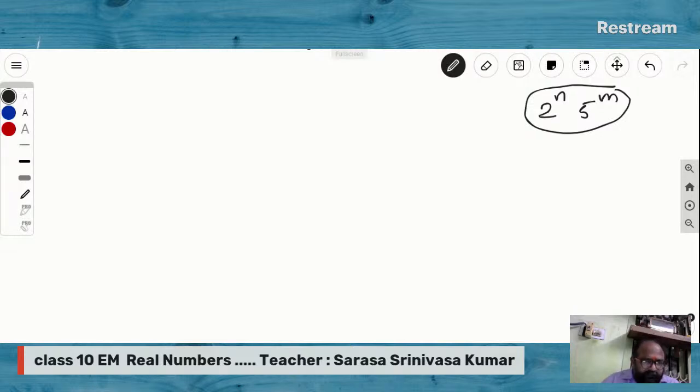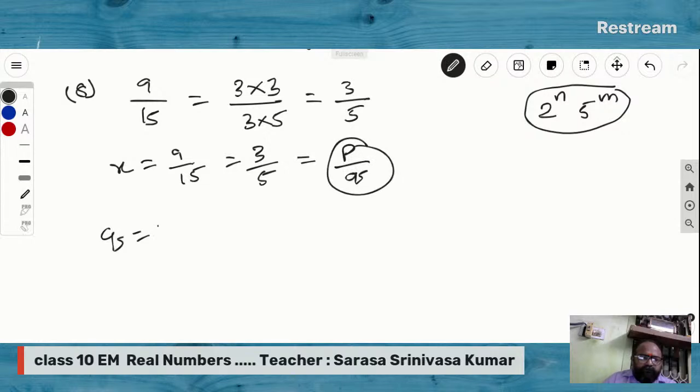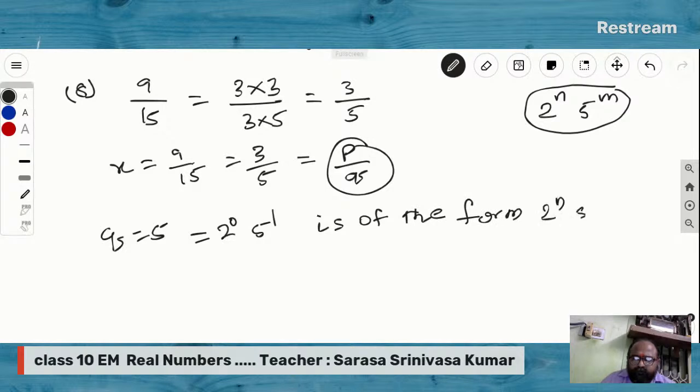Now, eighth problem, 9 by 15. This is equal to 3 multiplied by 3 by 3 by 5. On cancellation, we get 3 by 5. So, x equal to 9 by 15 equal to 3 by 5. This is equal to P by Q form. So, Q equal to 5 equal to 2 power 0, 5 power 1 is of the form 2 power n, 5 power m.